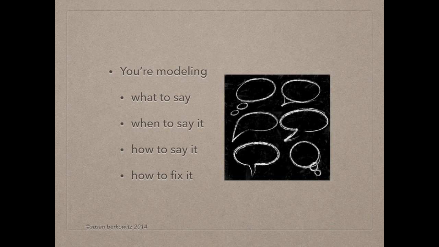You should be modeling what to say in that situation, and when you need to say certain things, how to say what needs to be said in that situation, and you need to model for the user how to fix the communication or message when it is not understood. Fixing communication breakdowns is very important, especially for users who can be verbal sometimes but are not always understood.